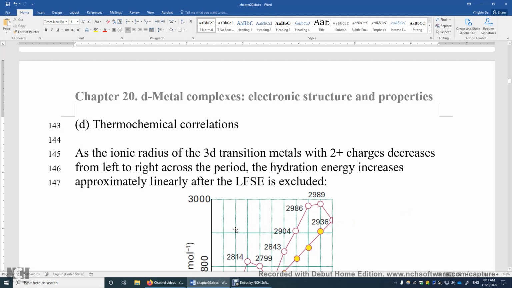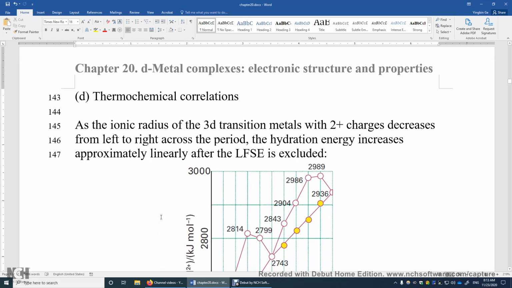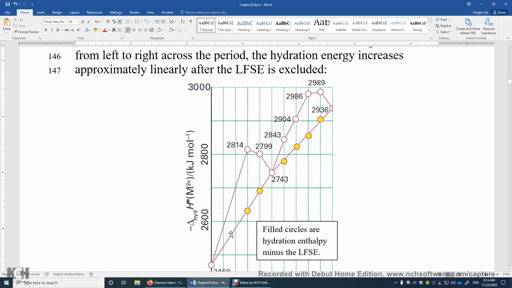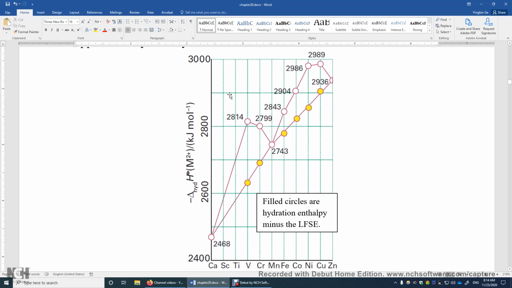Section 20.1 Crystal Field Theory. D. Thermochemical correlations. As the ionic radius of the 3d transition metals, all with a 2+ charge, decreases from left to right across the period, we can observe a trend in their hydration energies. Their hydration energy increases almost linearly if we exclude the ligand field stabilization energy. So now let's look at the experimental data from calcium 2+ all the way to zinc 2+.